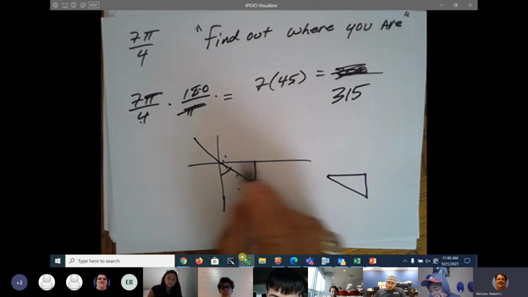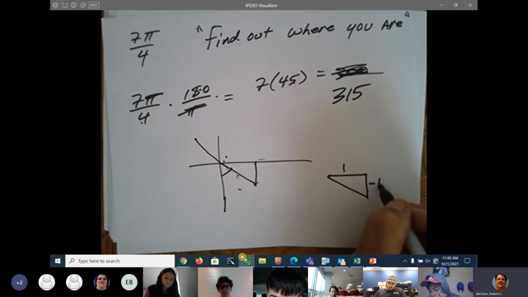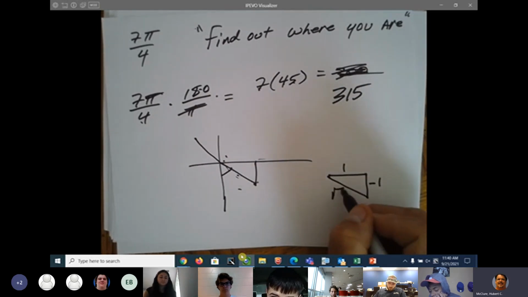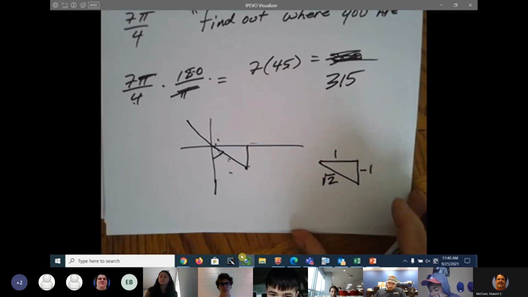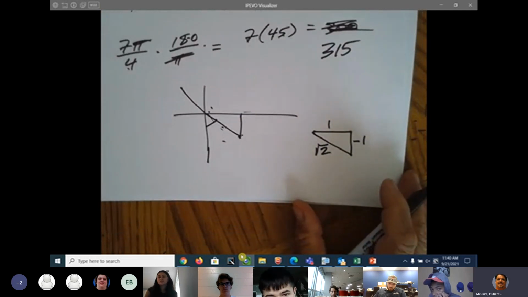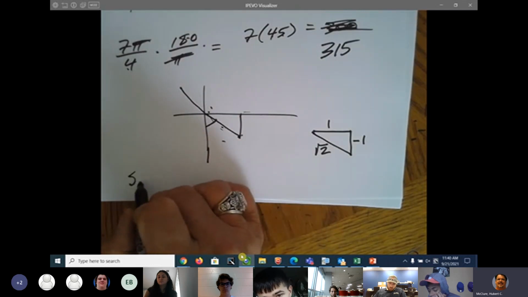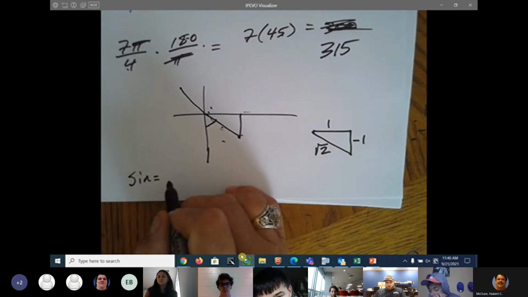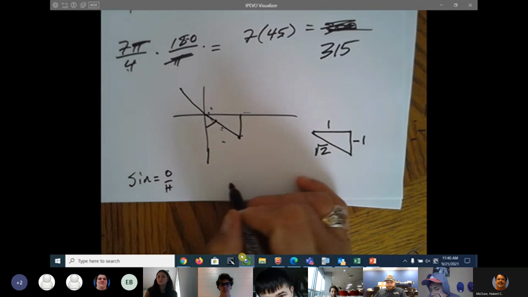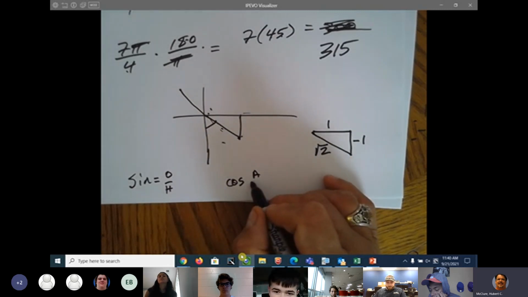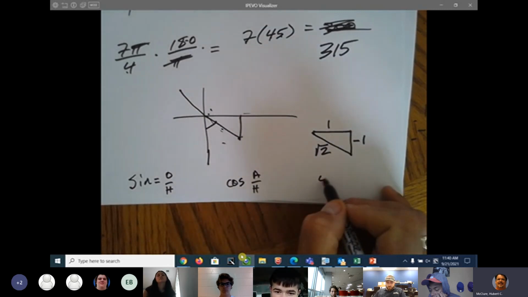So that is +1, -1, and what? Square root of 2? Mm-hmm. And they want to know what? The sine, cosine, and tangent. Sine is equal to Oscar had. Cosine, a hunk of apple.